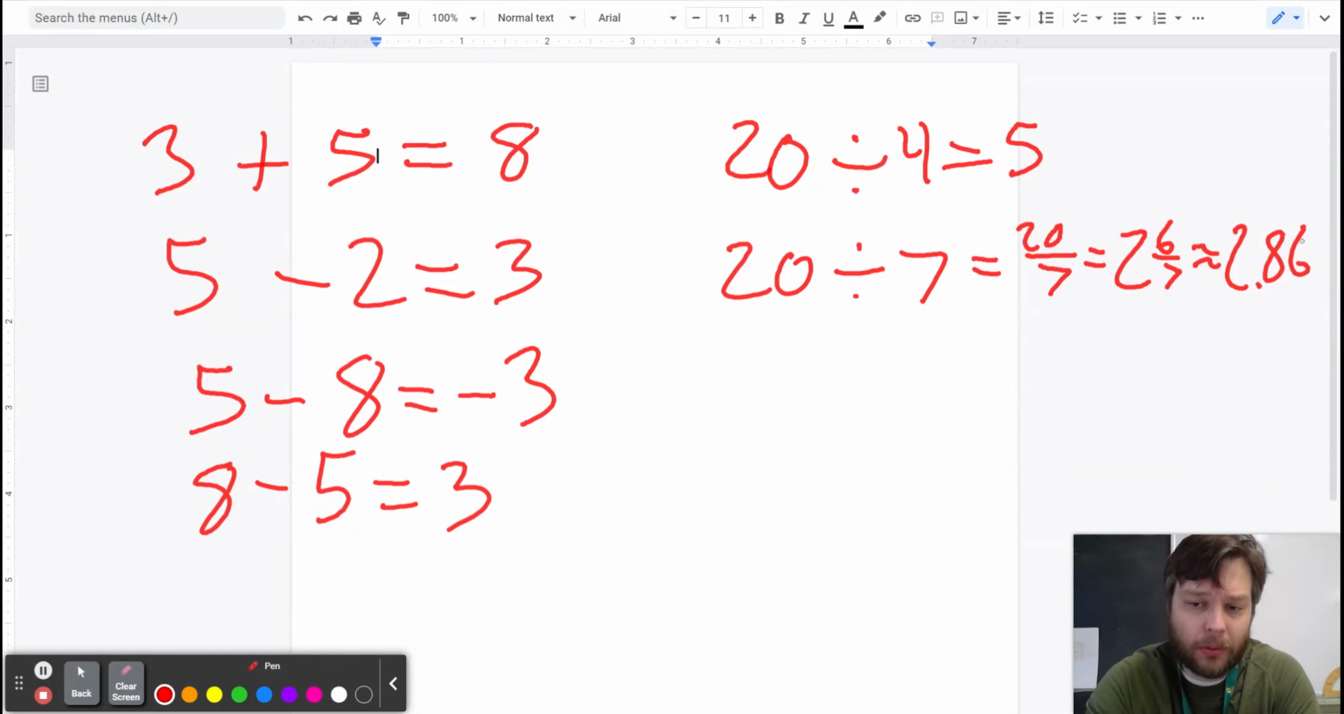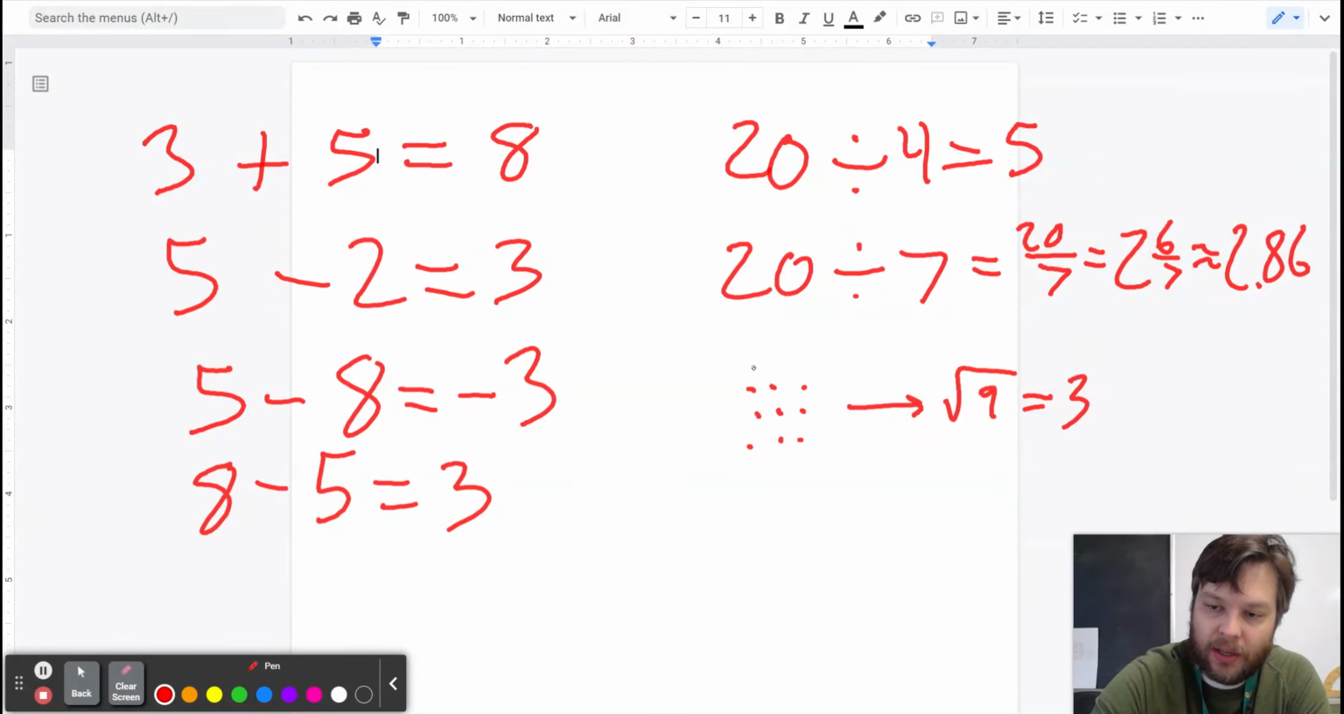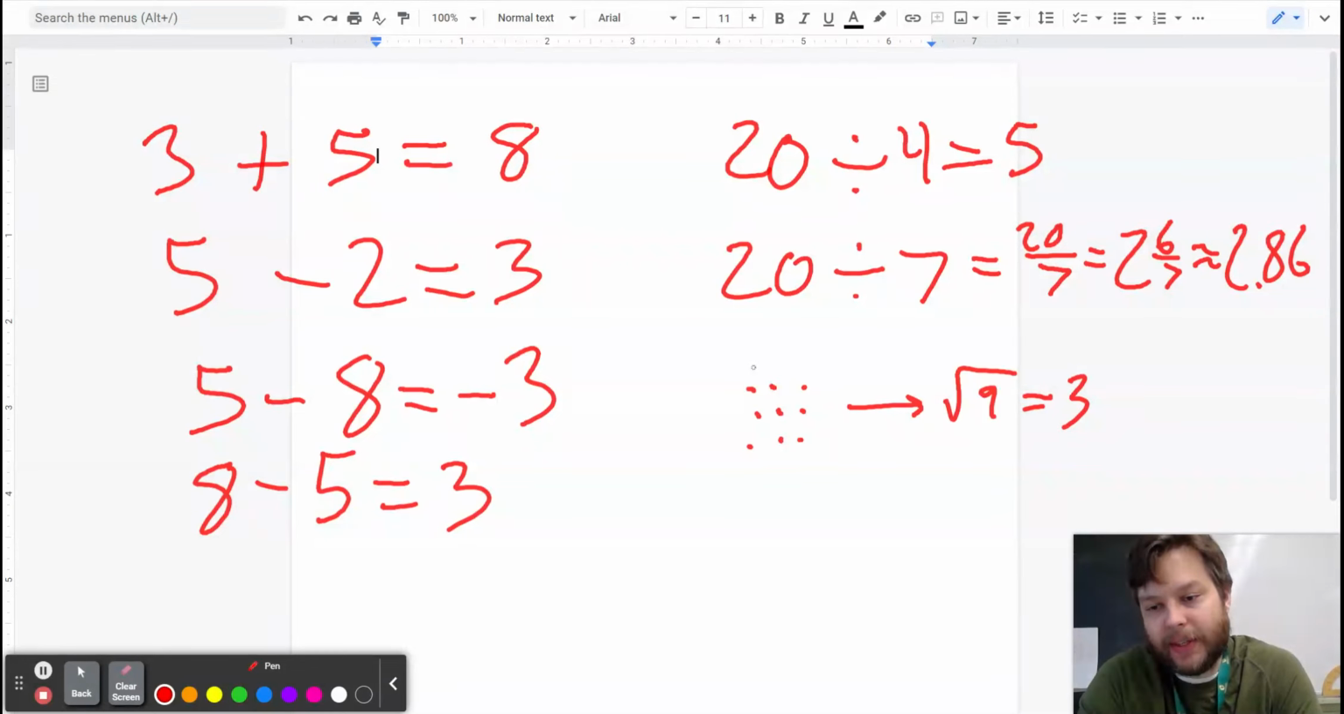In a similar sort of way, as you start thinking about shapes that you can put things in, I can put 9 dots into a shape of a square. And that tells me that the square root of 9 is 3, because the square has 3 on each side. I could do the square root of 16. But what if I asked you to do the square root of 17? You can't put 17 dots into a square.